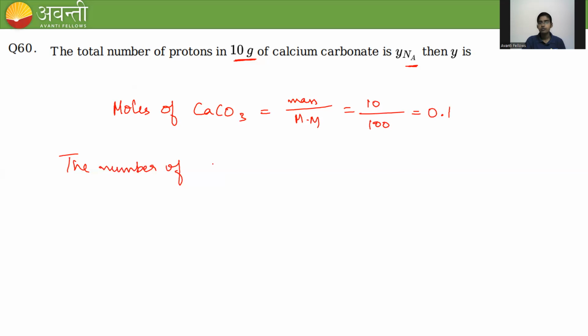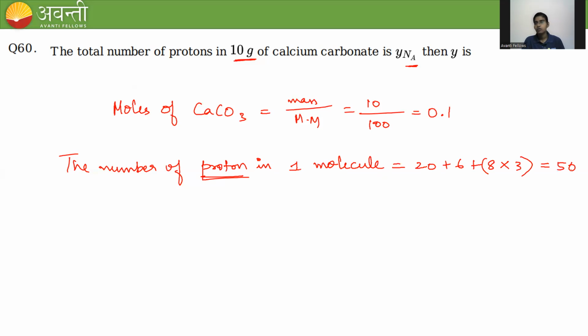Okay. Now the number of protons in one molecule of this CaCO3. Number of protons is nothing but the atomic number, right? The atomic number for calcium is 20 and for carbon it is 6. And we have 3 oxygen. One oxygen has 8 electrons or 8 protons, we can say. We have 3 oxygen, so 8 into 3. So it is equal to 50. Number of protons in one molecule of CaCO3 is 50.